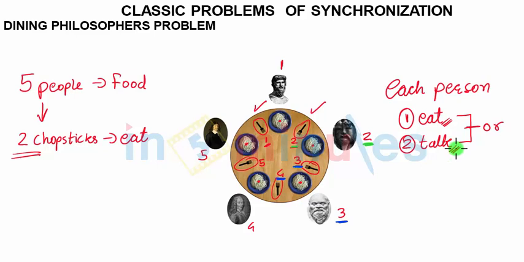So this requires synchronization. This means, in layman's language, when one is eating, definitely 2 should not. That means when one is eating, the second should talk, or if not talk, at least listen to somebody who is talking. Similar happens between 2, 3, 4 and 5.